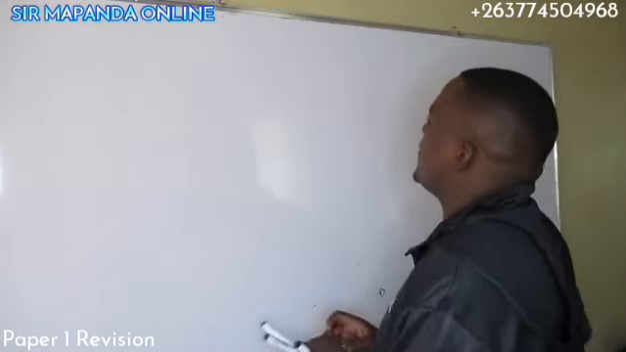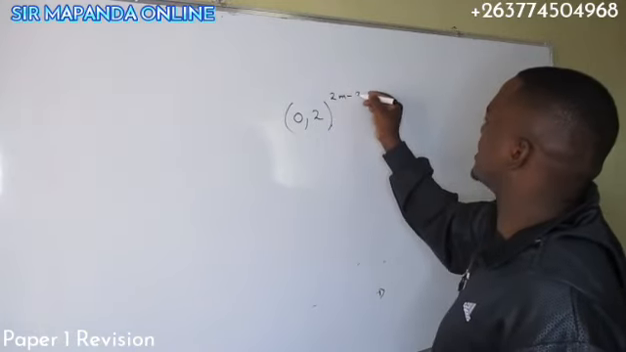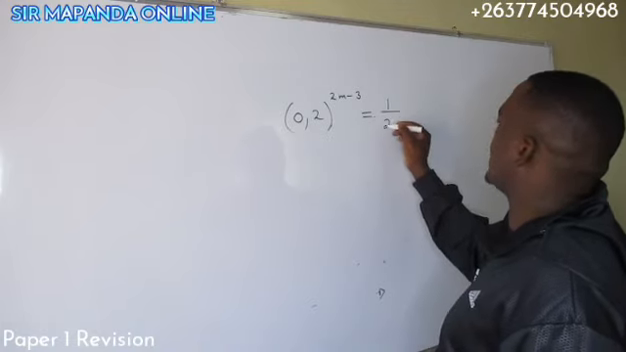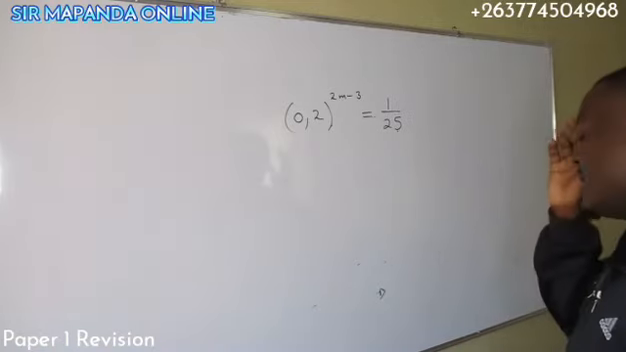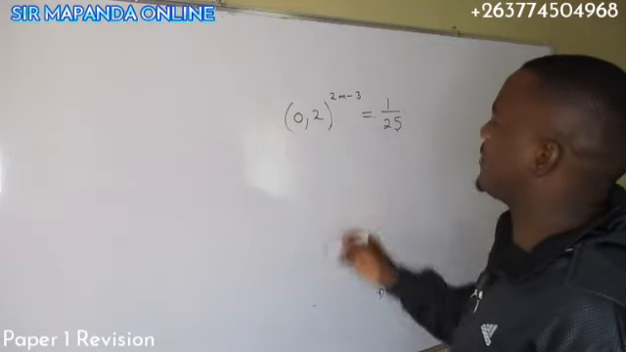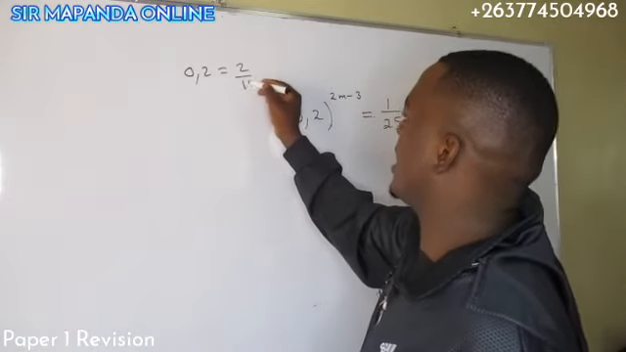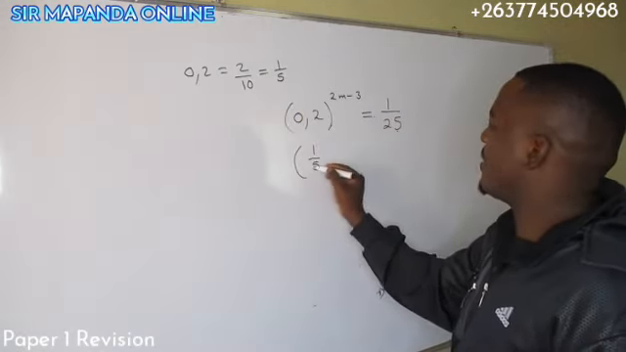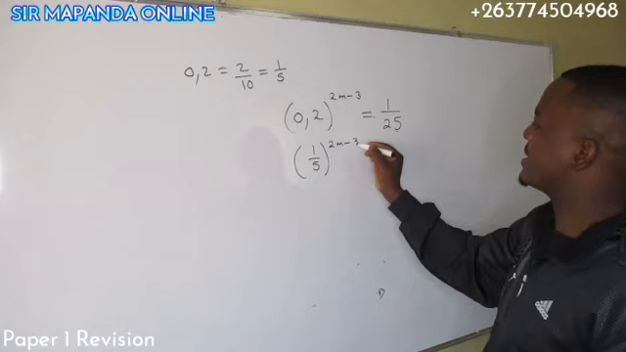Right? You can also have 0.2 to the power of 2m minus 3 is equal to 1 over 25. So what you need to do when attacking this question is, you first of all convert this decimal number to a fraction in its lowest terms. So 0.2 is as good as 2 over 10, which is as good as 1 over 5. So I'm going to write 1 over 5 in place of 0.2 to the power of 2m minus 3.